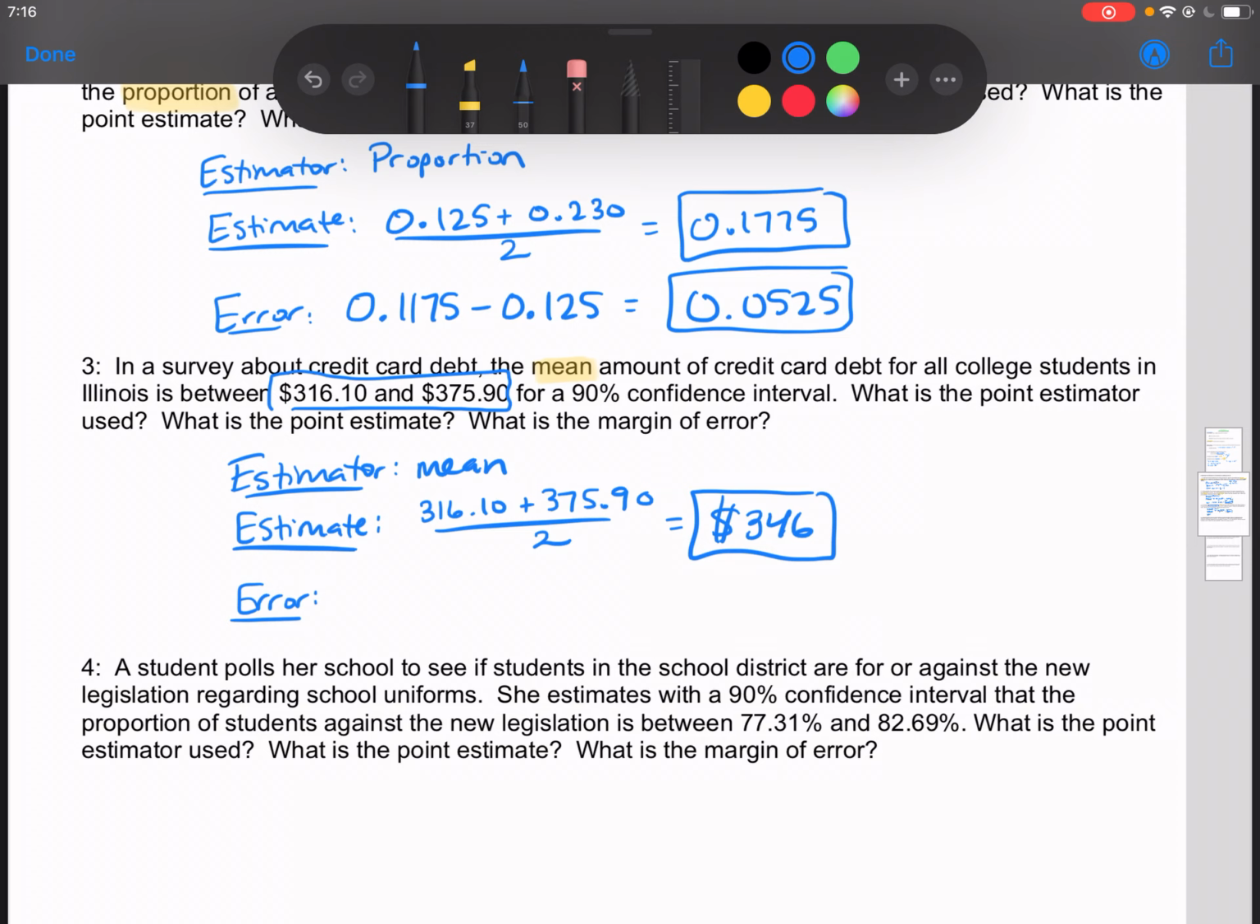Then we'll go to the margin of error, which I'll just take my point estimate that I just found and subtract the lower bound. You could take the upper bound and subtract the point estimate because you're just trying to find the distance from one of the two sides, because they will be the same since you found the exact center. And there you go.